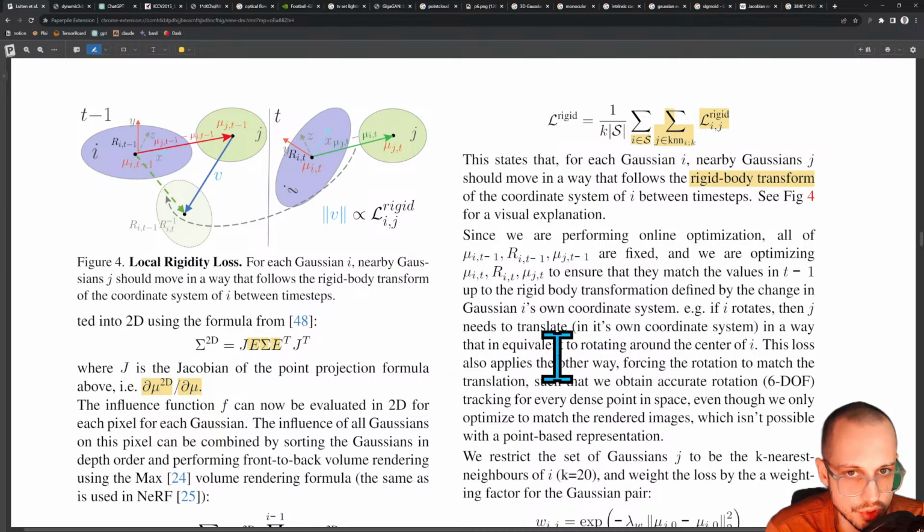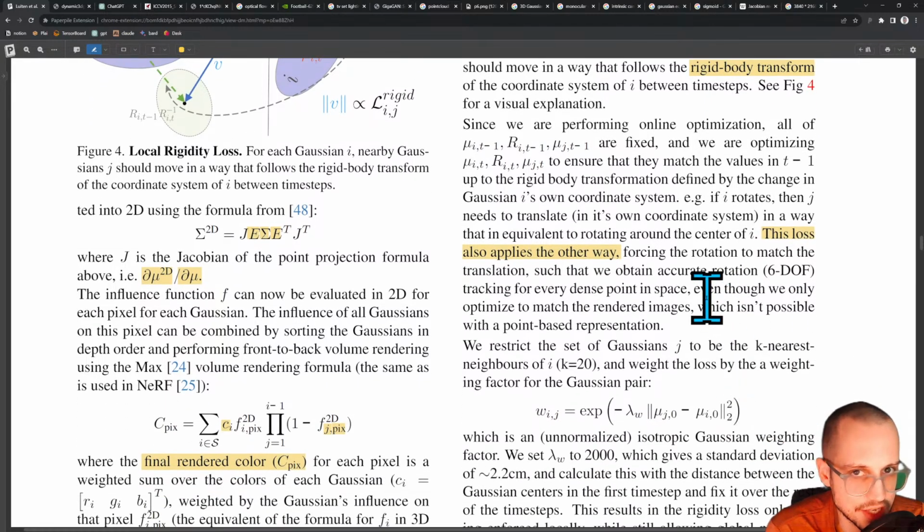This loss also applies the other way, forcing the rotation to match the translation such that we obtain accurate rotation. Yeah, this is the weird part that I'm surprised it just magically works. Even though we only optimize to match the rendered images, which isn't possible with a point-based representation. We restrict the set of Gaussians j to the k nearest neighbors of i with a k of 20.